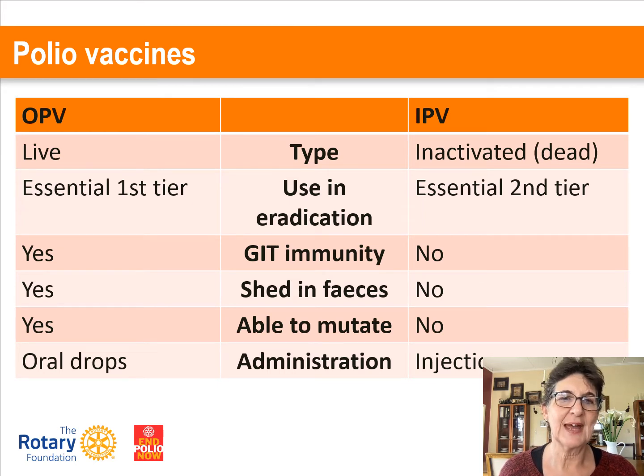Now, IPV cannot mutate, but OPV being a live vaccine, it can. So what that means is that the vaccine-derived virus is able to get into the sewerage. And if you've got low immunity within the community, that can spread and it can stay there for a long time, and eventually it can mutate and cause further disease. And this is what we're really battling with at the moment, I guess, the side effects of OPV.